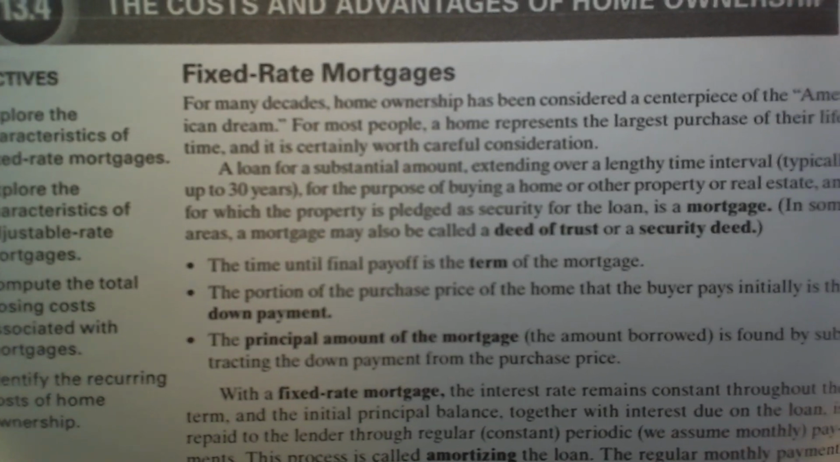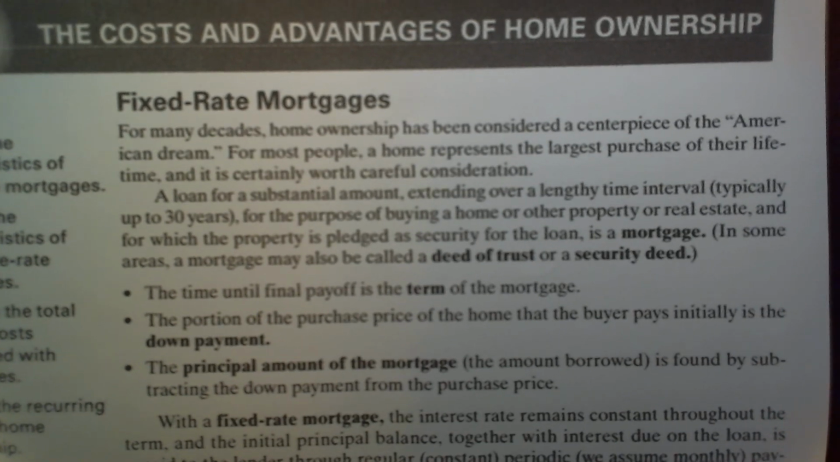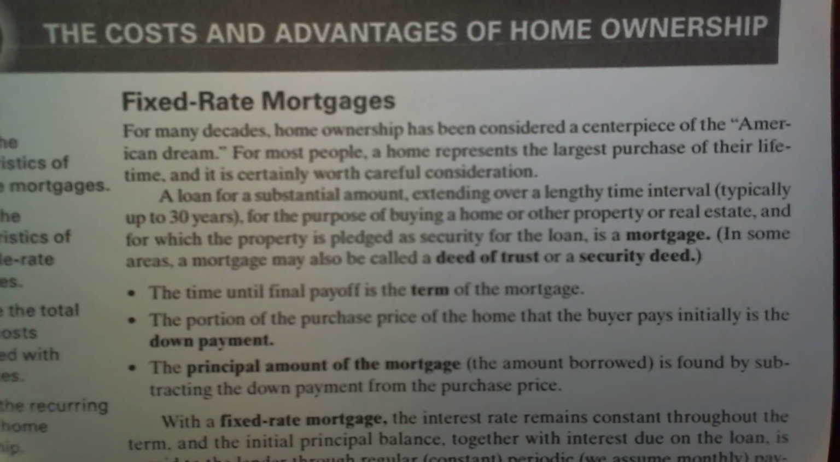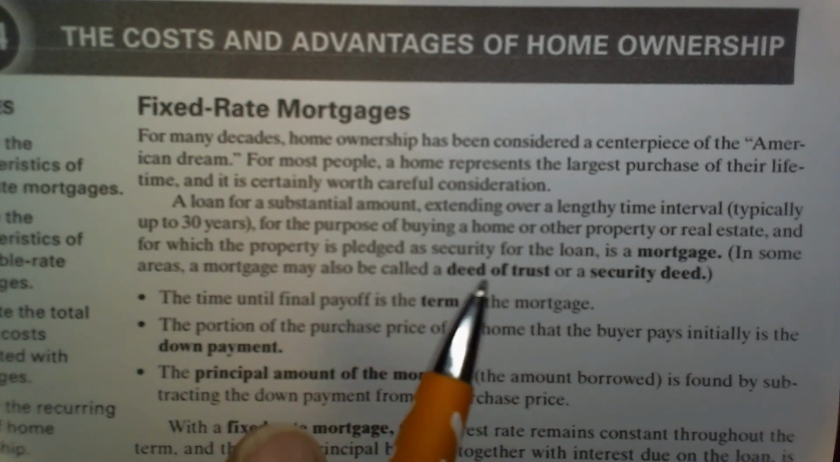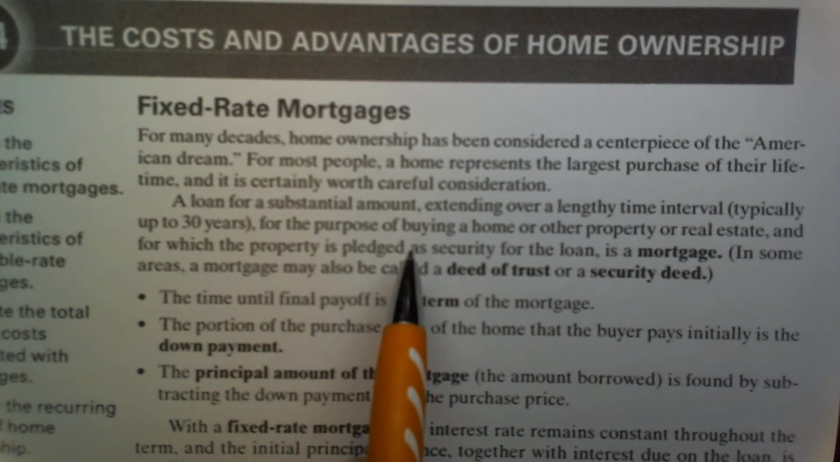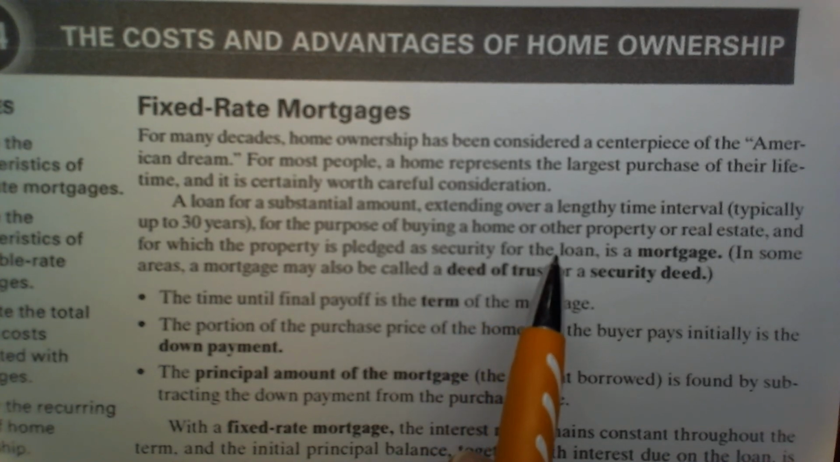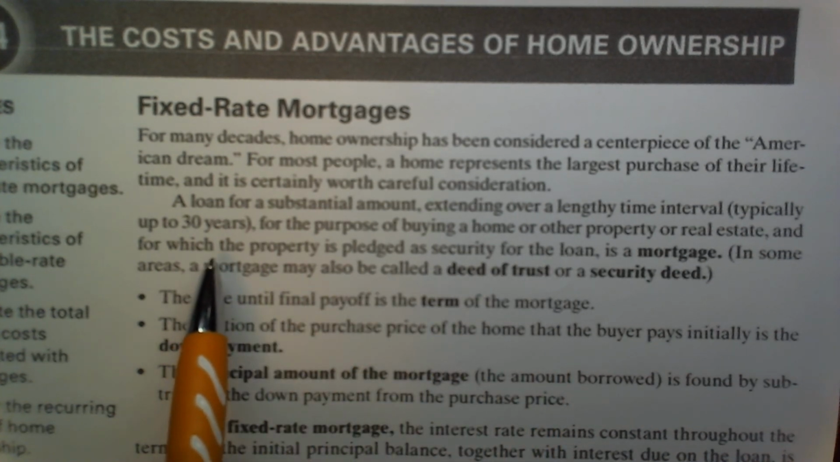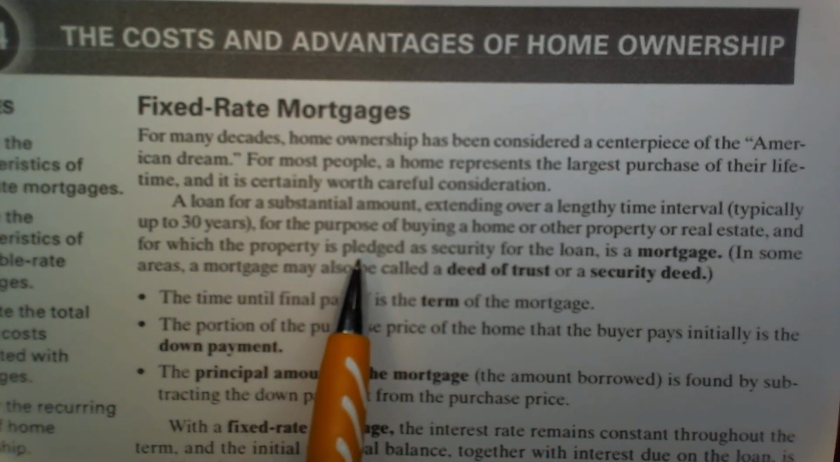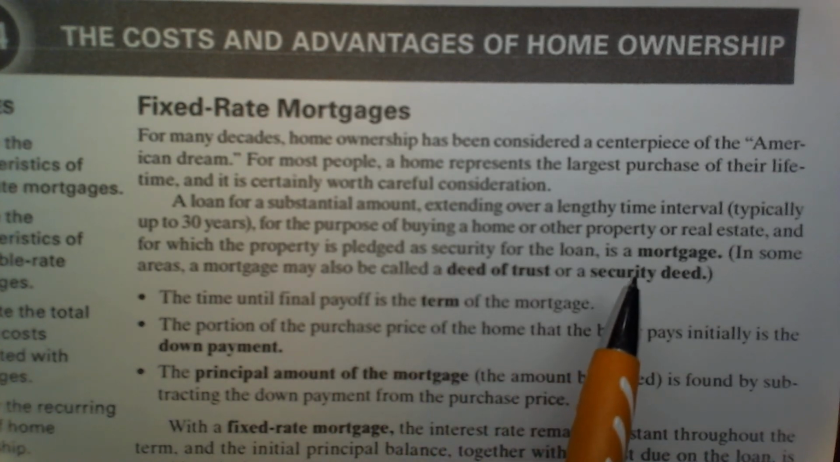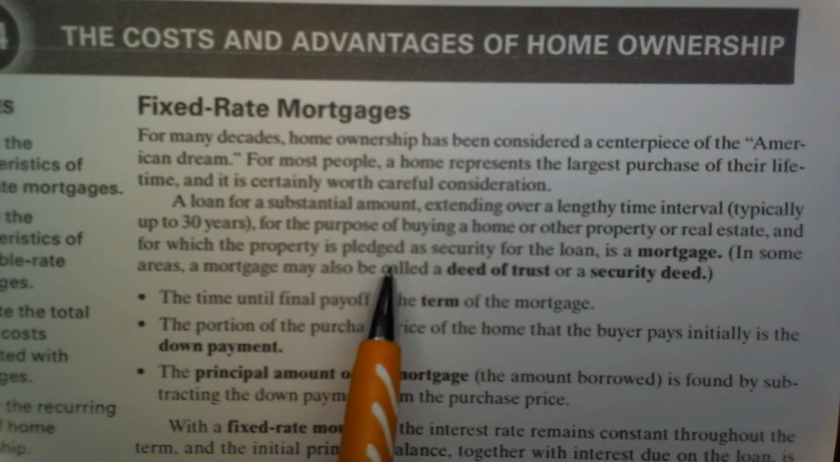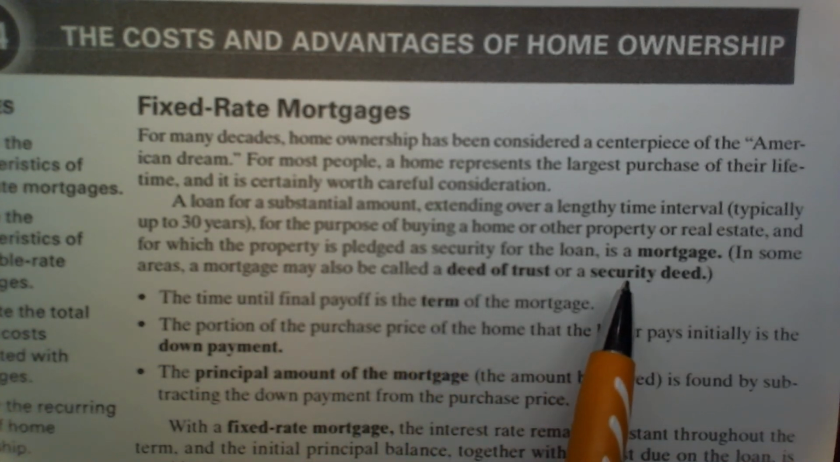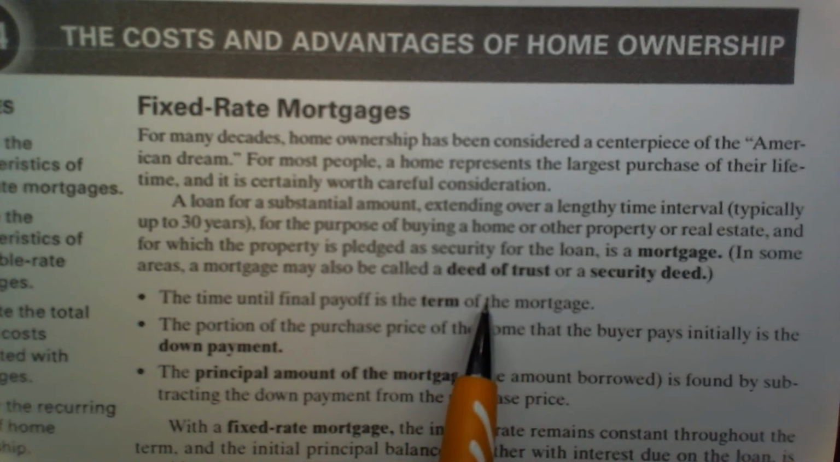So first of all, what are fixed rate mortgages? Well, home ownership is really what a lot of people aspire to, and so here's the definition. A loan for a substantial amount extending over a lengthy time interval, typically 10 to 30 years, for the purpose of buying a home or other property or real estate, and for which the property is pledged as security for the loan, is a mortgage. It's also called deed of trust or security deed.